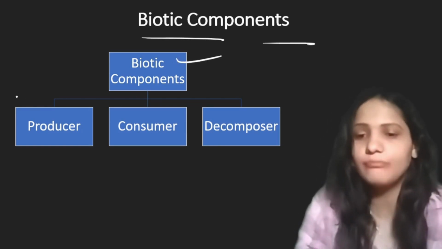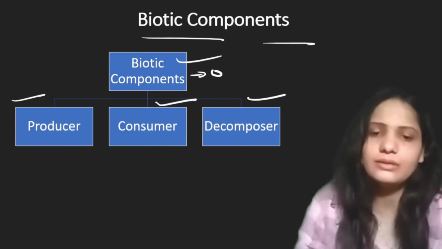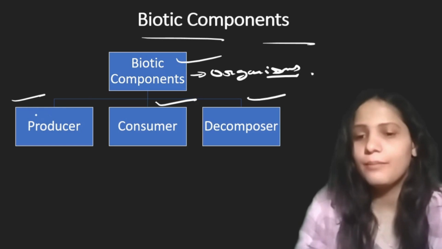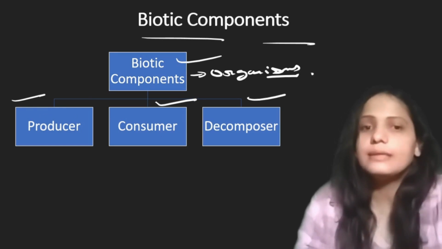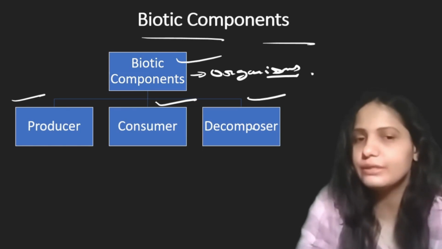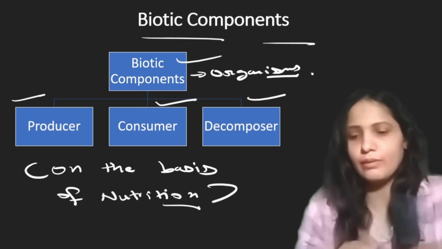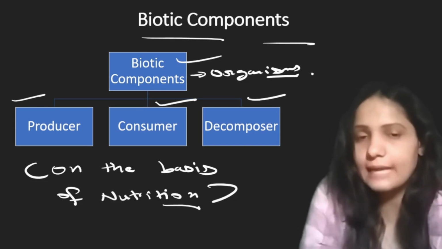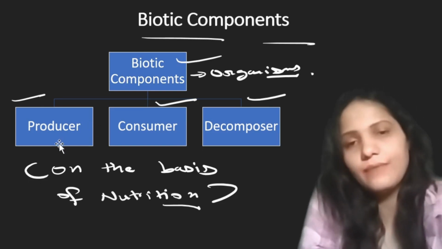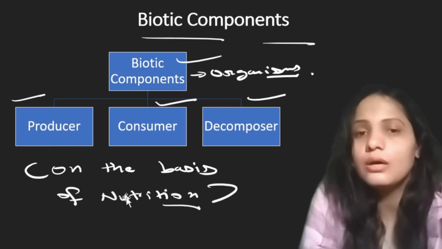Biotic components, we have three types: producer, consumer, decomposer. Okay, biotic components are organisms, and these organisms can be of three types: producer, consumer, and decomposer. And how do we classify them as producer, consumer, and decomposer? On the basis of their nutrition. Okay, nutrition, this we have already discussed in chapter 1, life processes. Now we have to understand how we can classify biotic components into producer, consumer, decomposer based on the nutrition.